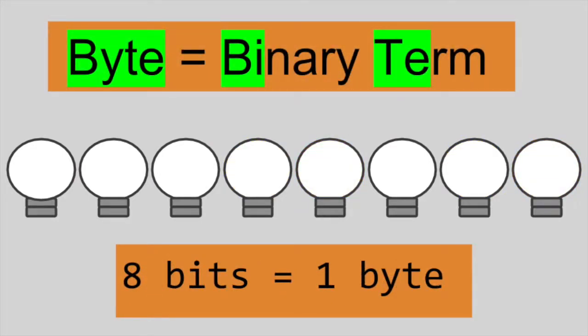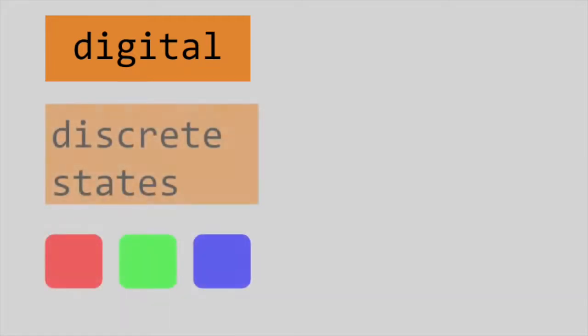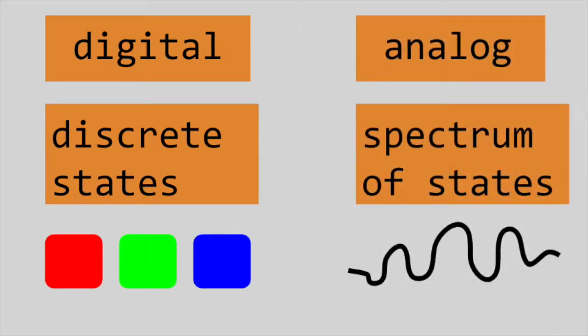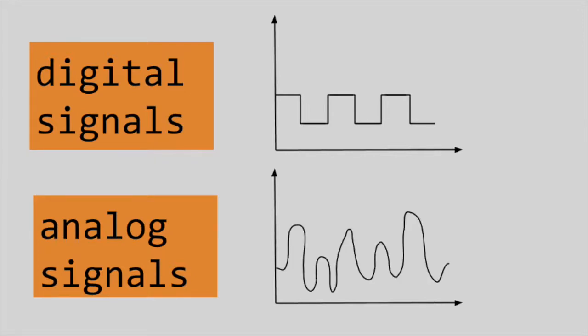A string of 8 bits is referred to as a byte. Byte is short for binary term. Since these on or off signals are composed of finite states, we call them digital. By contrast, an analog system would cover a range of virtually infinite points. Visually, we could represent digital signals as step functions and analog signals as continuous waves.